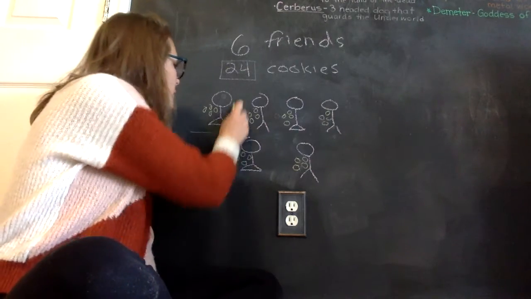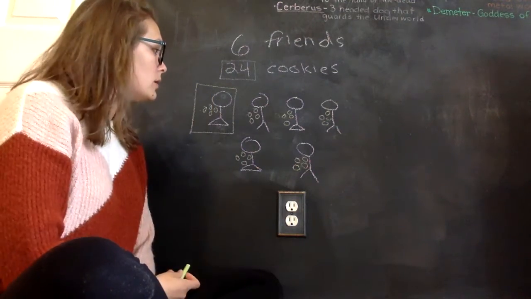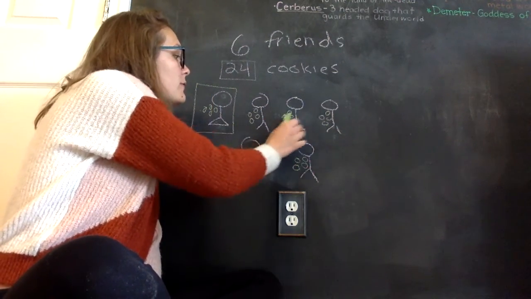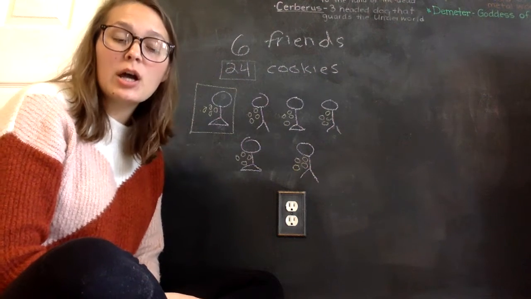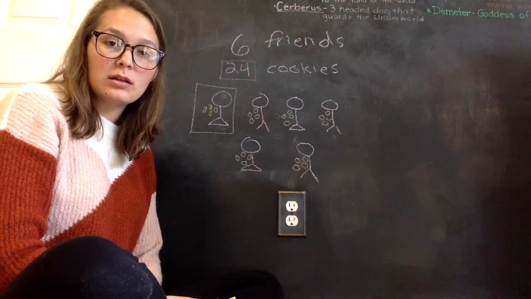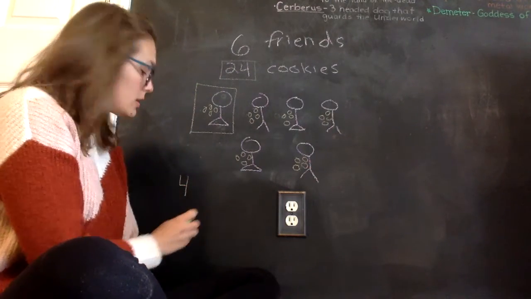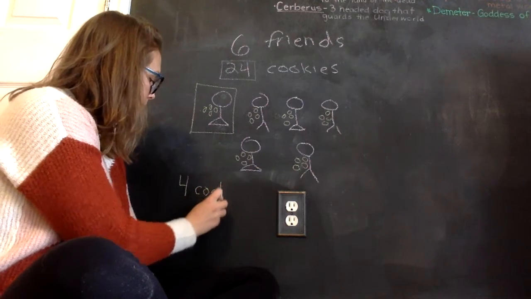Well, let's look at one friend. One friend gets 1, 2, 3, 4. In fact, if we counted, each friend gets 4 cookies. So our question, how many will each of his friends get? Answer, 4. Don't forget the unit, cookies.